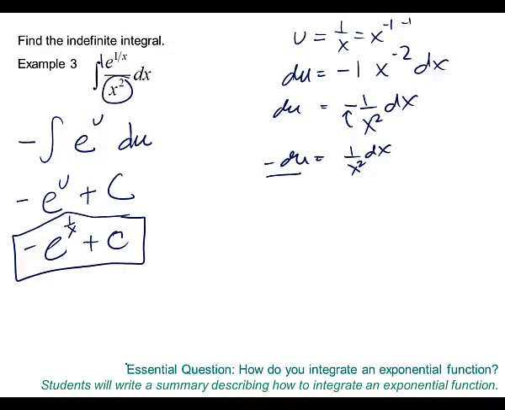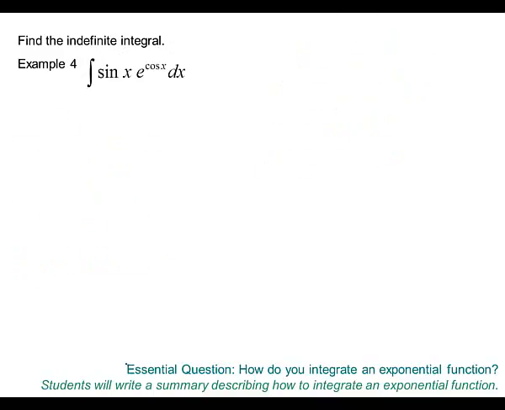Cosine of x is the integral cosine of sine. All right, we good with 3? All right, what are you going to use as your u in example 4? Cosine x. Okay, so du is equal to what?